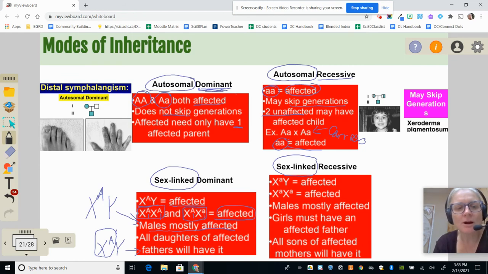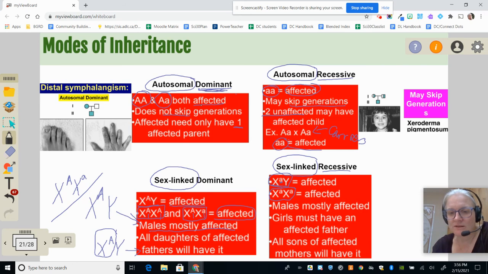Whereas a daughter who gets the trait from her mom might get the other X that's not affected from her dad, so she could be a carrier more often. All right, and then there are sex-linked recessive traits. As a male, you only need the one recessive allele to have the trait. As a female, you need both recessive alleles to have the trait.